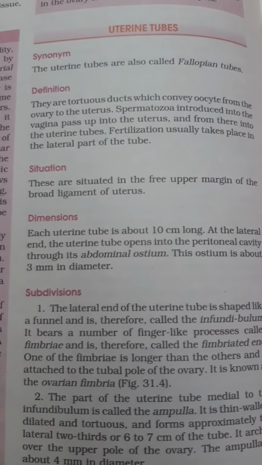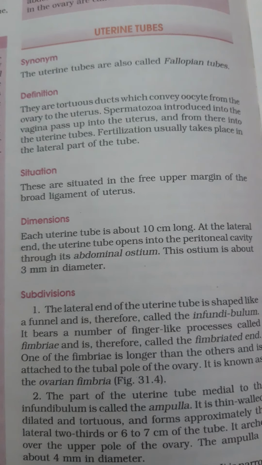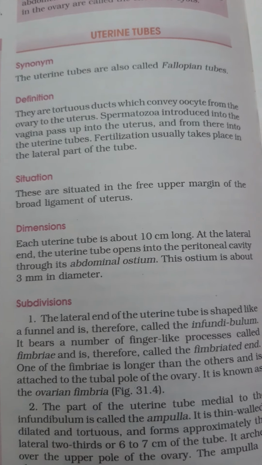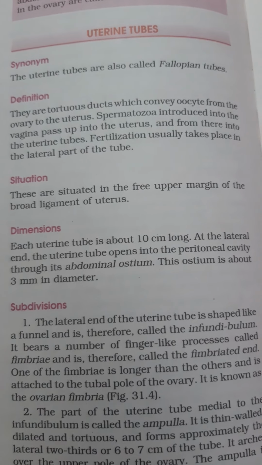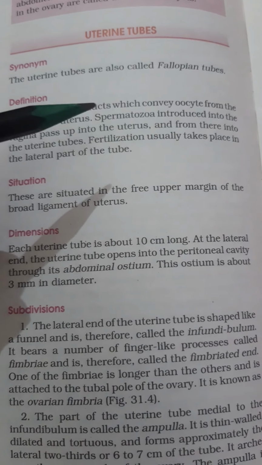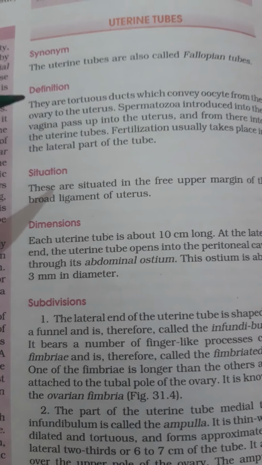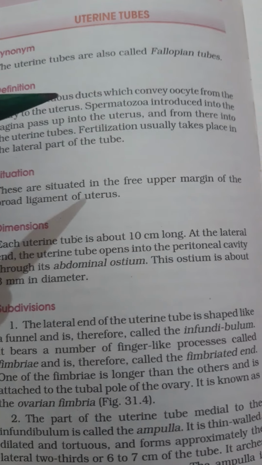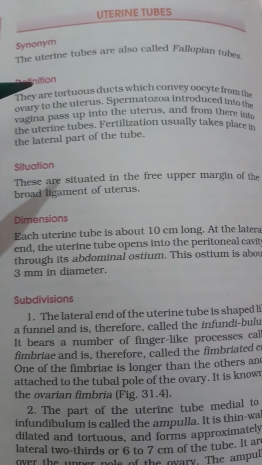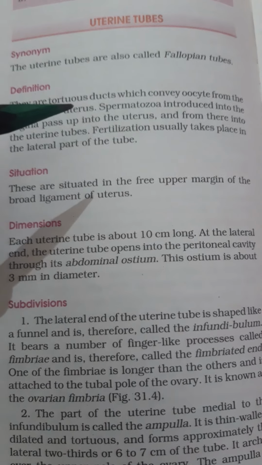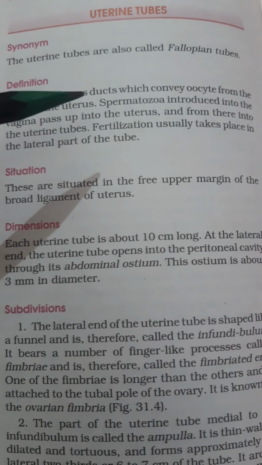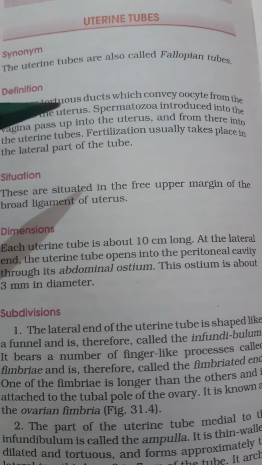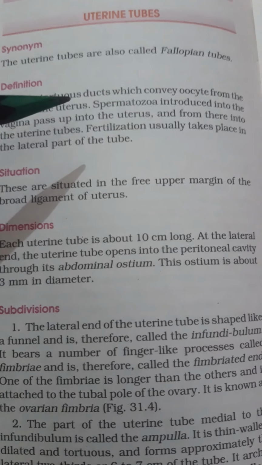Good morning, students. Today we'll do a very short topic, that is the uterine tubes. This also comes in a 5 marks question. So, uterine tubes are also known as fallopian tubes. If we see the definition, they are tortuous ducts which convey oocyte from the ovary to the uterus. Tortuous means lengthy with twists and turns. It is kind of a tube with various turns and twists in it.